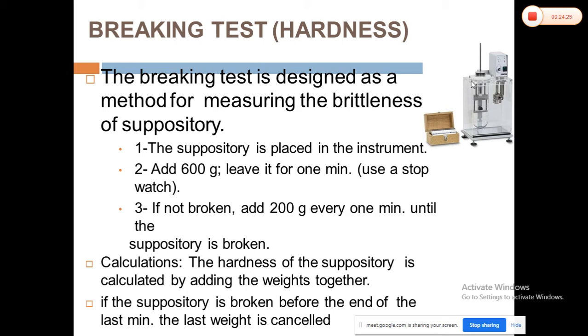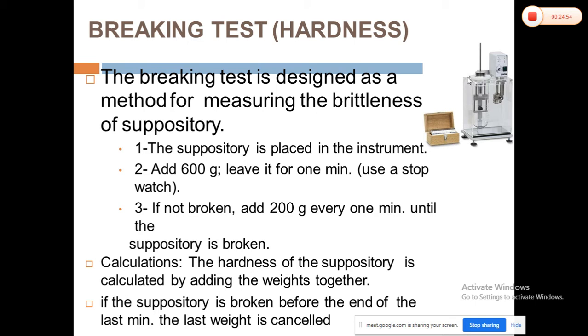If the suppository is broken before the end of the last minute, suppose तुम्ही weight add केलंय 200 ग्रॅम आणि त्याच्या आधीच ती जर ब्रेक झाली, so the last weight you have to cancel. So it will be 800. That is the weight required to break your suppositories. So this is hardness testing.